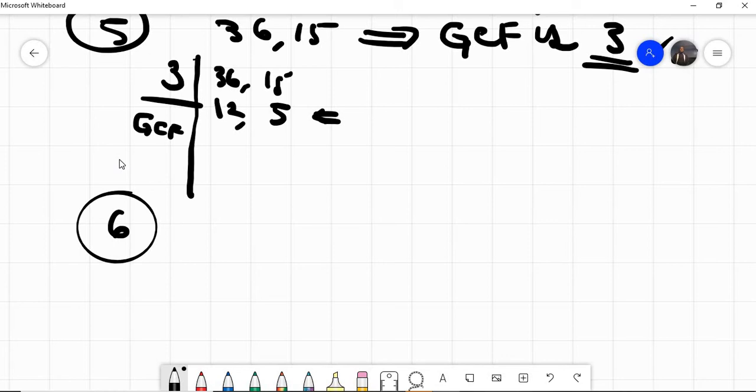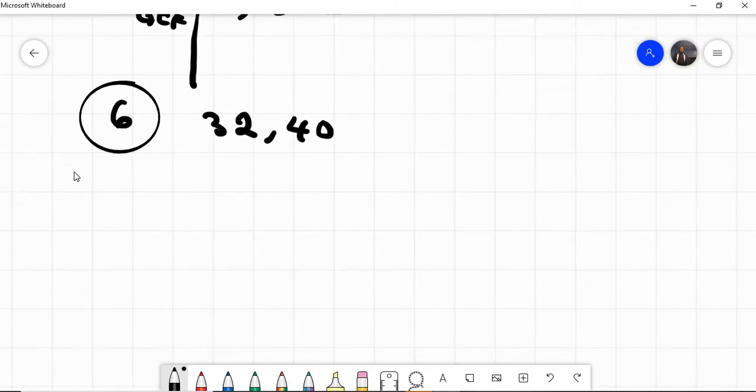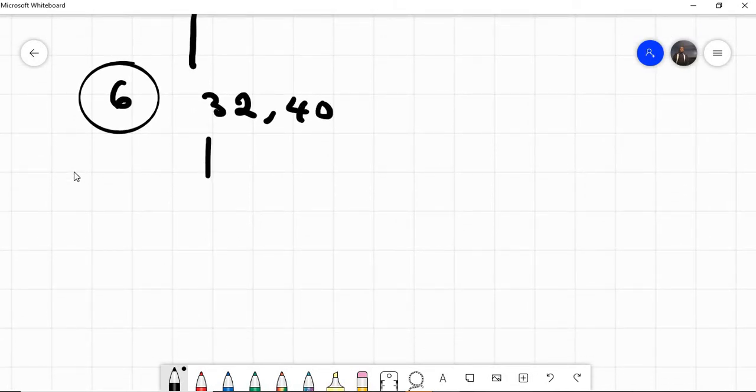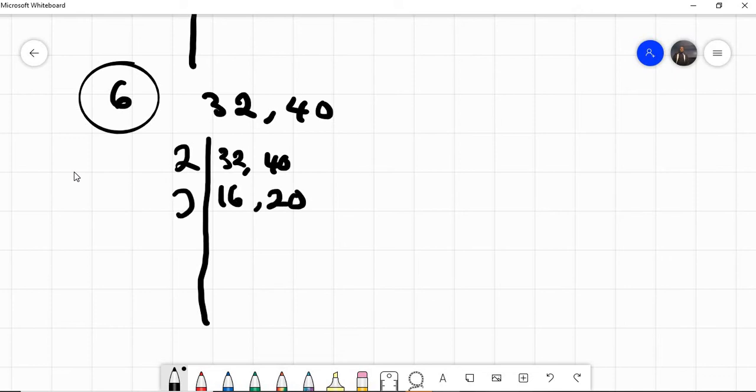Example 6, we are given 32, 40, and then we're gonna do our long division to see how far they can go. And then we divide this one by 2, because both are even. So this one is going to be 16, this one is 20, we divide by 2, it is 8, and then this one is going to be 10, and then we divide by 2, and then 4, and then this one will be 5, they're different, we stop.